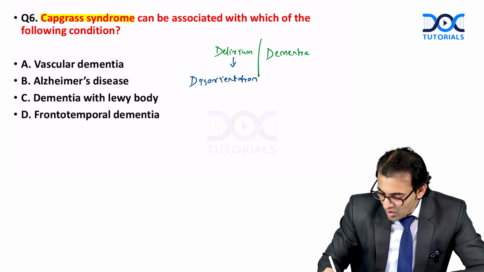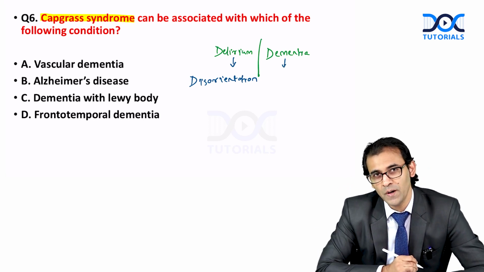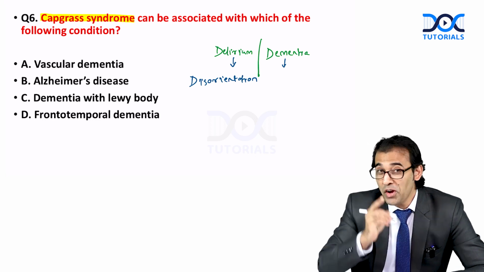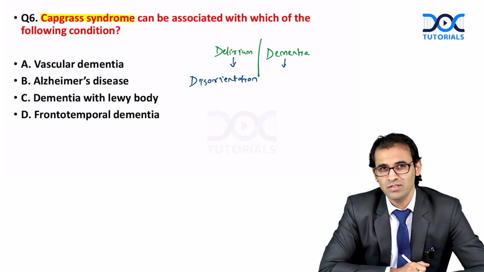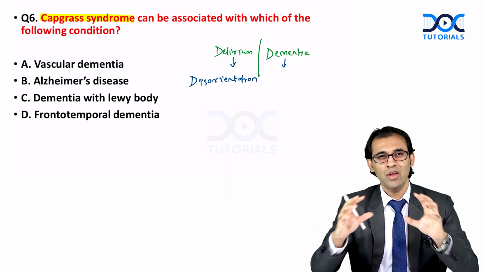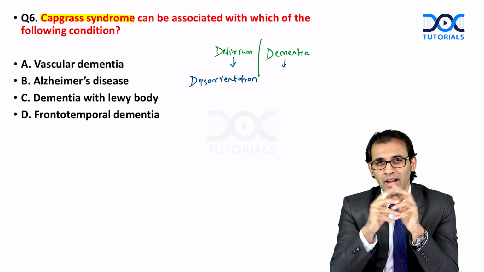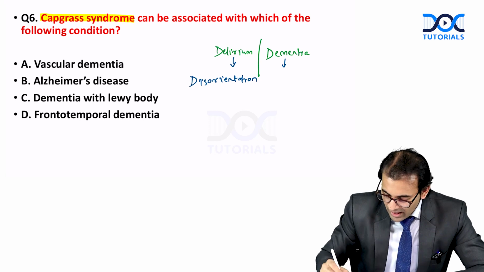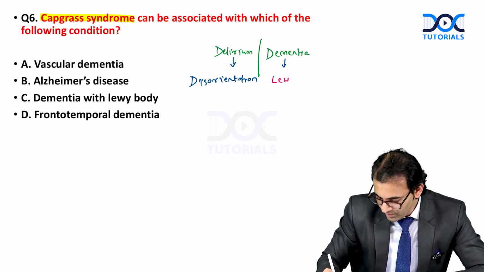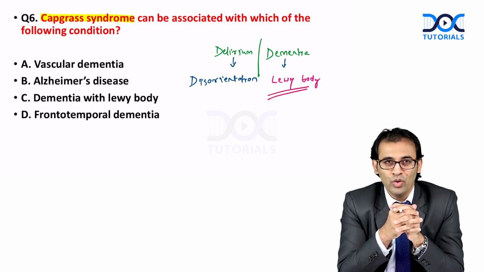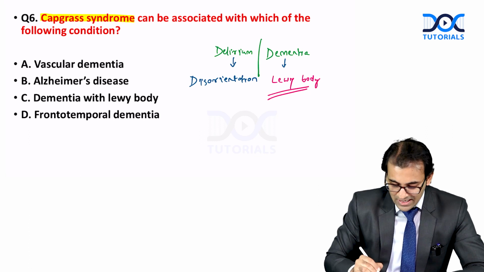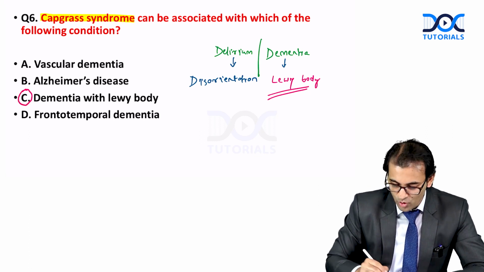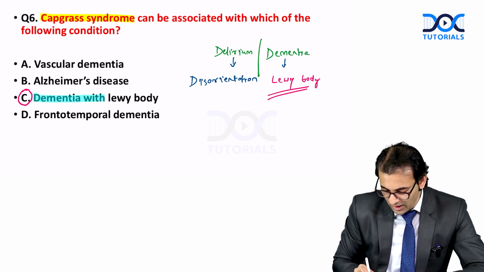But in dementia, which is a slow and progressive disorder, there will be impairment in cognition without any disturbance in consciousness. In all dementias, there will be no mental confusion except one, which is called dementia with Lewy body. Here there can be altered sensorium, and there can be misidentification. So out of these four, what is the answer here? Capgras syndrome can be associated with dementia with Lewy body.